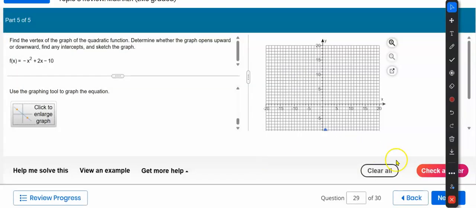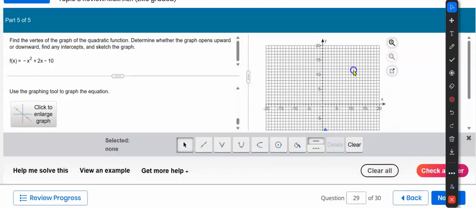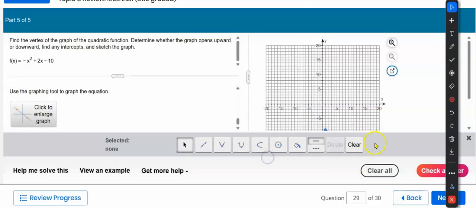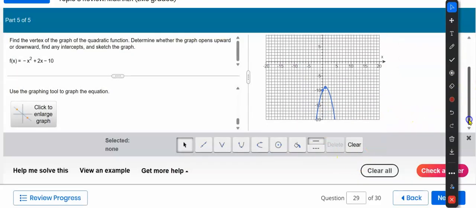Mm-hmm. Boy, it's not even on the graph. That's weird. Weird that I can't even see. Oh, I have to scroll down. That's why. Makes sense? Mm-hmm.